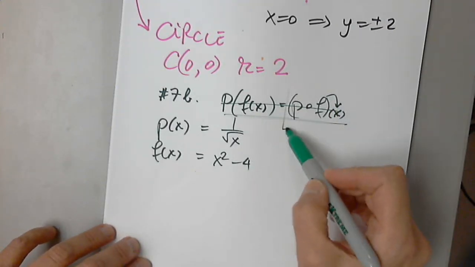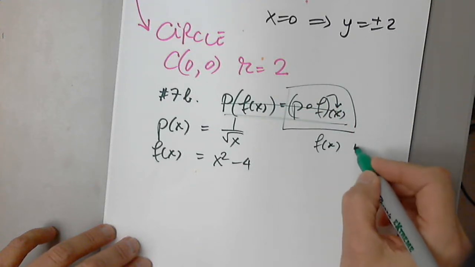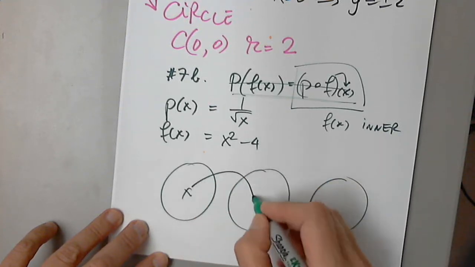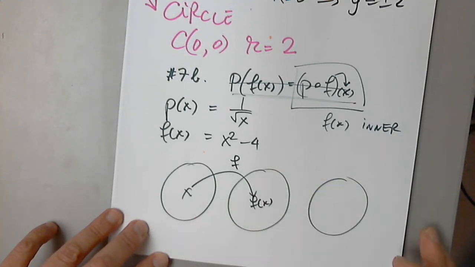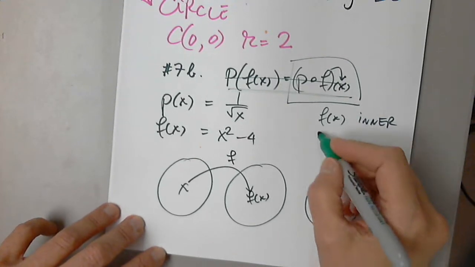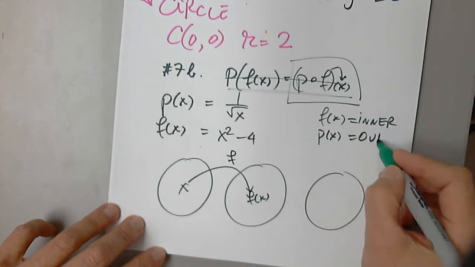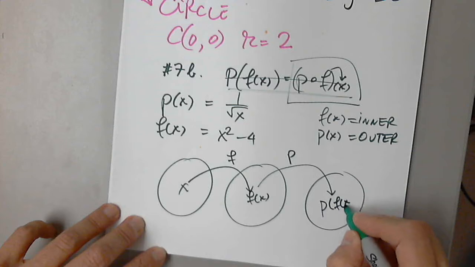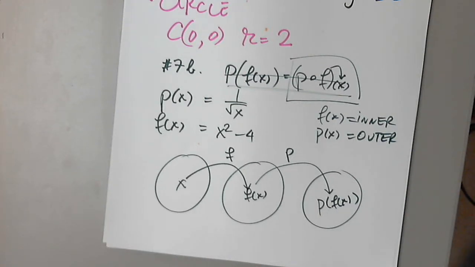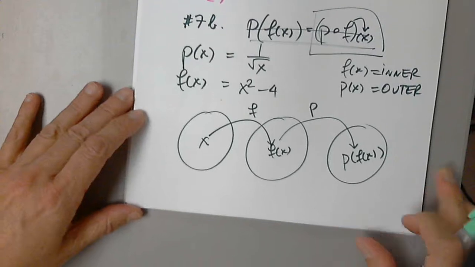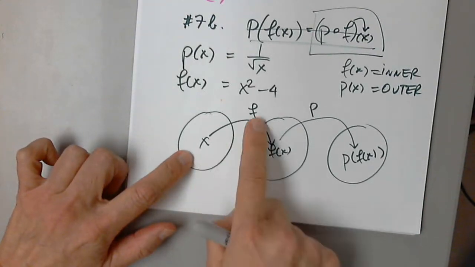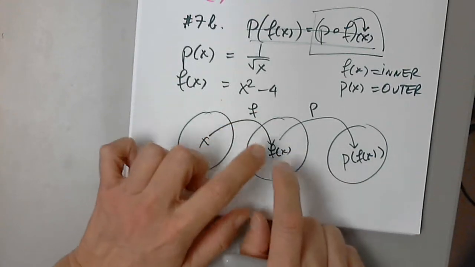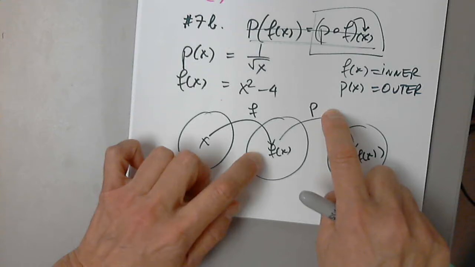Okay. But what is important here is to know that f of x is the inner, which means it will be applied first to x to get f of x. That is crucial. And then p of x is the outer, which will be applied second to get p of f of x. Okay. So here's what I need to determine. I need to determine the what for f. Domain, very good. I need to determine what for f. Excellent. And I need to determine what for p. Excellent.